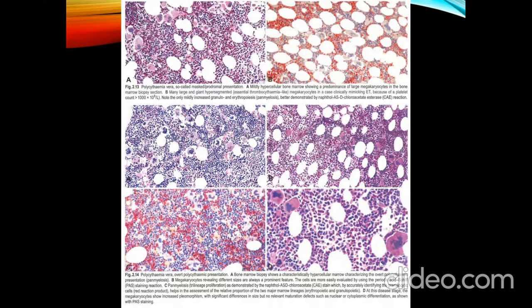Now in this photomicrograph, we can note that for polycythemia vera, in the so-called masked or prodromal presentation, or the pre-polycythemic presentation, we have a mildly hypercellular bone marrow showing a predominance of large megakaryocytes in the bone marrow biopsy section. Picture B shows many large and giant hypersegmented essential thrombocythemia-like megakaryocytes in a case clinically mimicking essential thrombocythemia, because of a platelet count much more than 1000 × 10^9 per liter. Also, we can note in picture B that there is only mildly increased granulopoiesis and erythropoiesis.